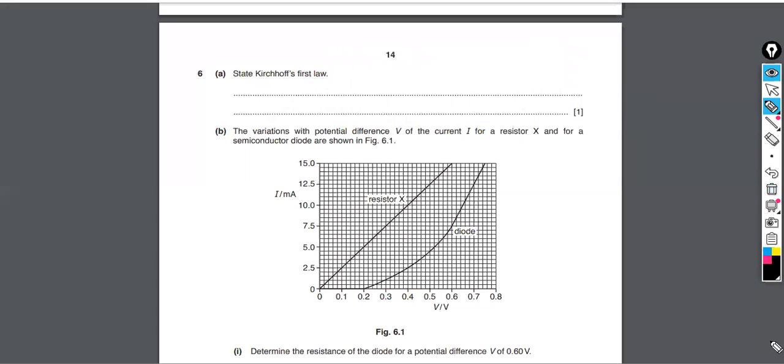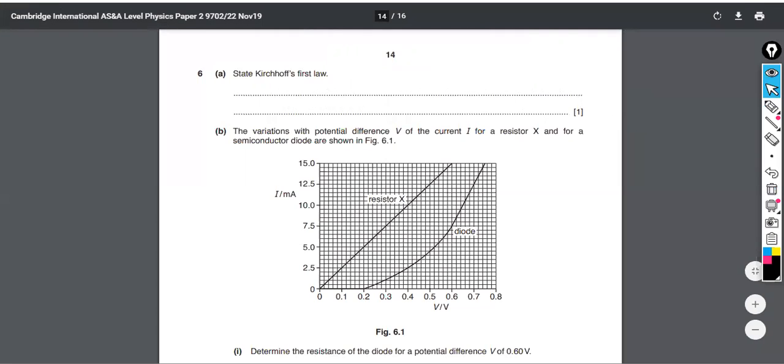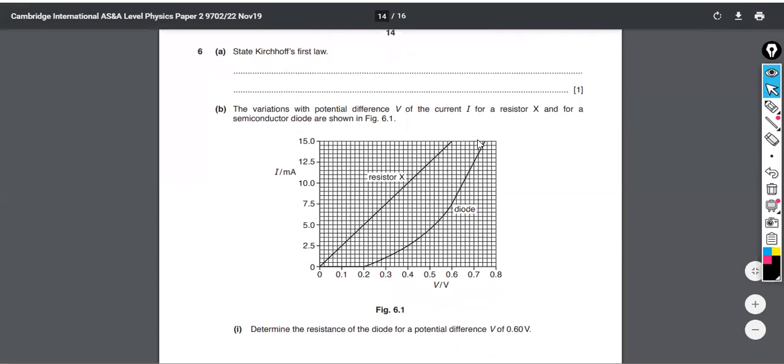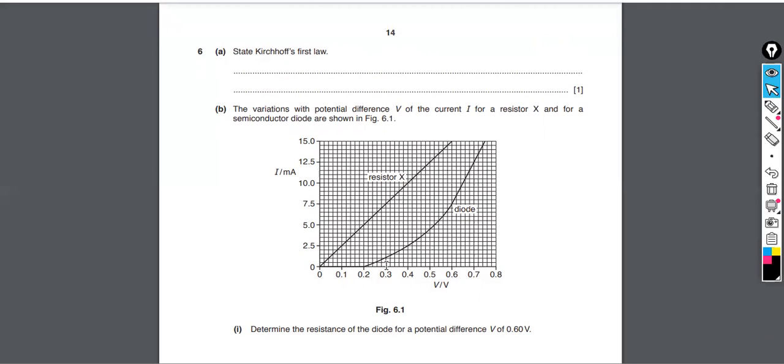Question goes on to give us some data here. It says the variations with potential difference V of the current I for a resistor X and for a semiconductor diode are shown in figure 6.1. And so here we have this IV characteristic, where they're plotting I on the vertical axis. We can see that a resistor just has a straight line gradient, where a diode is another non-ohmic component. So we saw a filament lamp as an example of a non-ohmic component. Only things that have a straight line on these kind of graphs are ohmic.